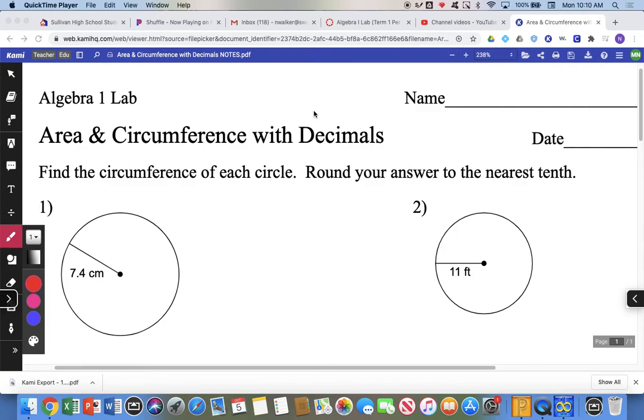Okay, so we are still doing area and circumference of circles, but today the measurements can be decimals. So it's literally no different. You're just typing in decimals into the calculator instead of whole numbers. The first thing I want to ask you guys is, we're going to do circumference first. If you guys are talking about circumference, what is the formula? There's actually two. There are two different ways that you can find circumference.